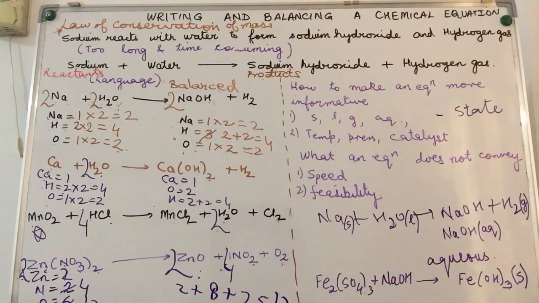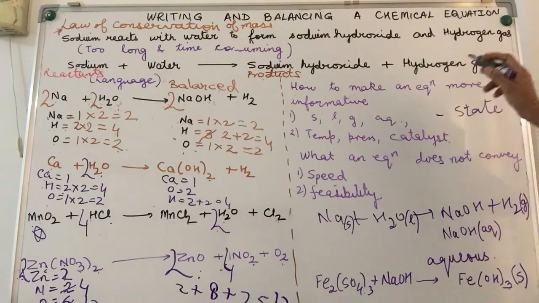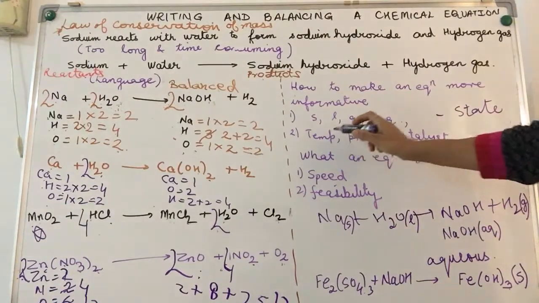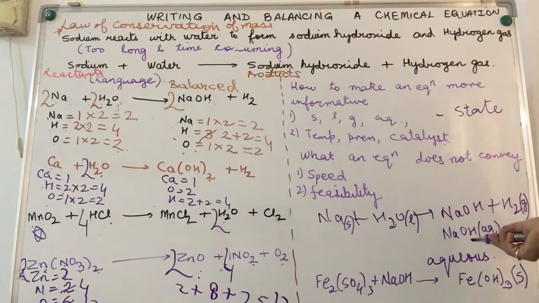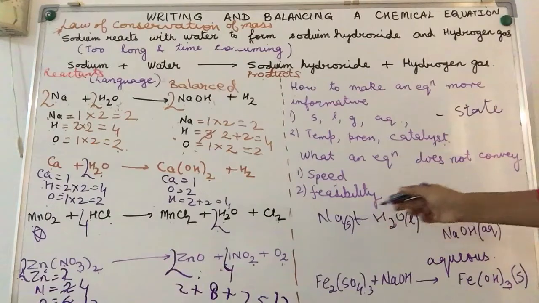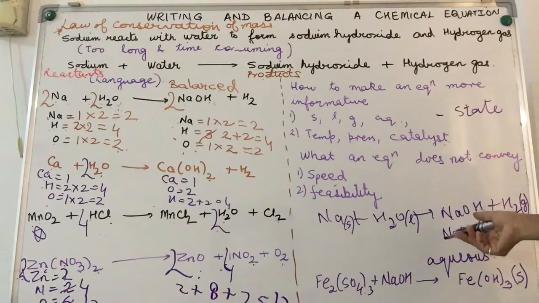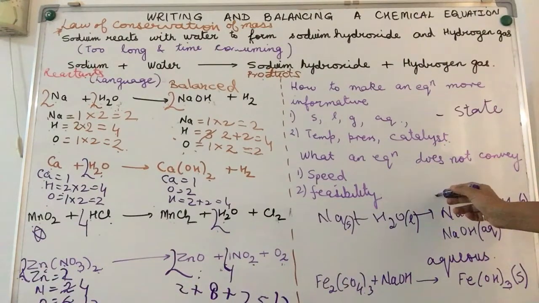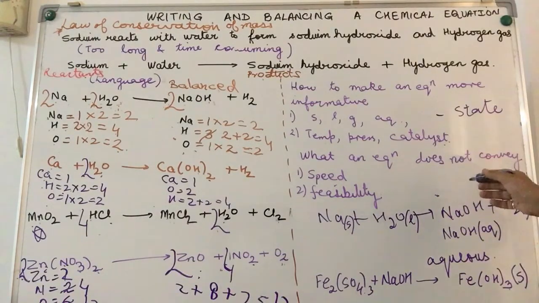It's an insoluble compound. We can also make an equation more informative by mentioning the temperature, the pressure, the catalyst involved during a chemical reaction. Now this particular reaction is taking place at room temperature, at normal temperature. Even normal cold water will react with sodium. That is how fast this reaction is. So we will not mention it over here, but there are reactions where you mention the temperature, 250 to 300 degrees Celsius, pressure, catalyst. What is the information that I am not getting from a chemical equation?